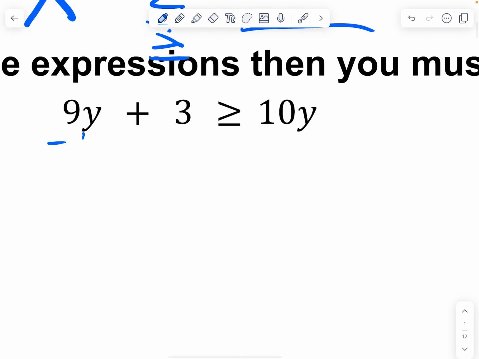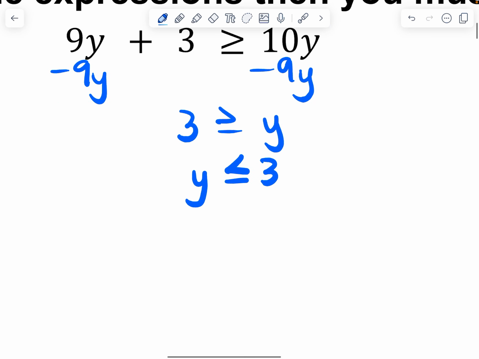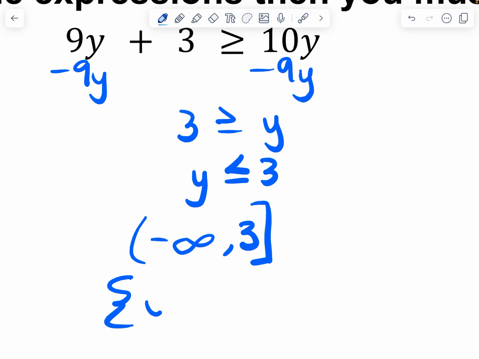Here, subtract 9y from both sides. 3 is greater than or equal to y. Well, I don't like it like that. I want the y on this side and the 3 on this side, but I have to change the inequality to the opposite. So all the numbers are less than or equal to 3, so 3 is the highest number, and it is included. Oh, I forgot to do set builder. Sorry about that. y such that y is less than or equal to 3.